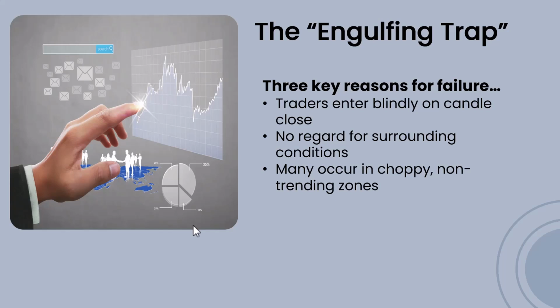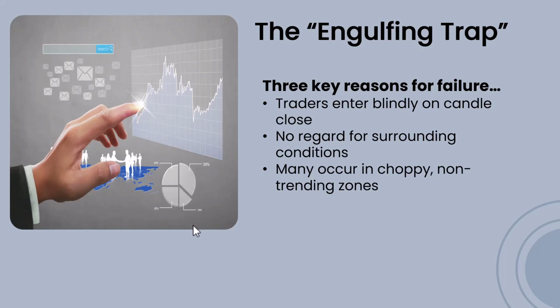And of course, added to that, there's potentially ignoring surrounding conditions. What's happening not only in the immediate preceding candles, but those that had happened prior to that. We may see engulfing candles many times in choppy, non-trending zones. And of course, they are unlikely to create a move which is going to yield a reasonable outcome for you as a trader. So we want to avoid those as well.